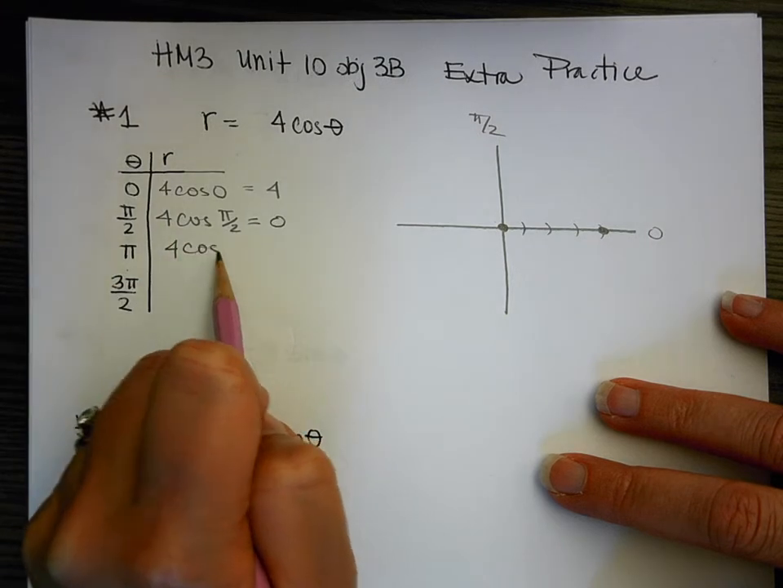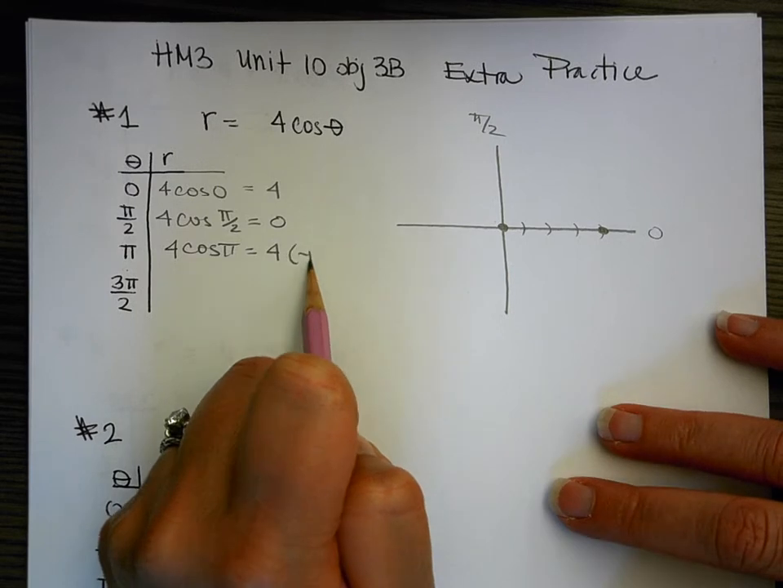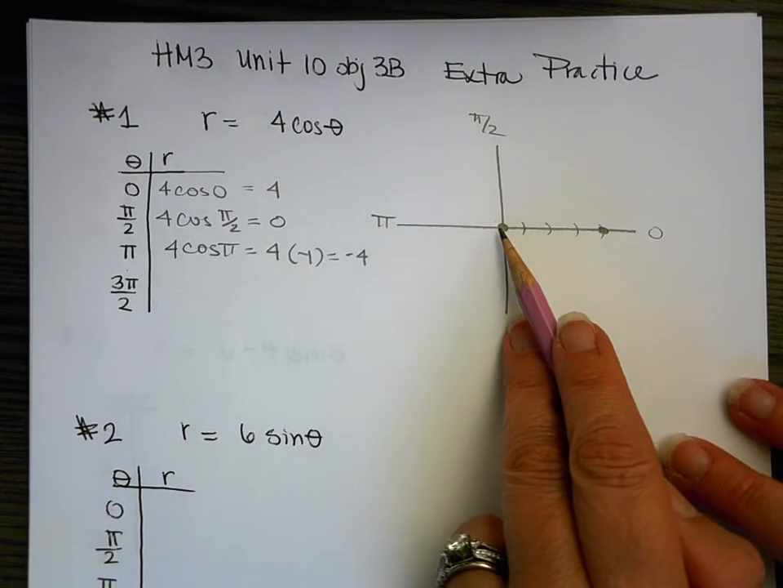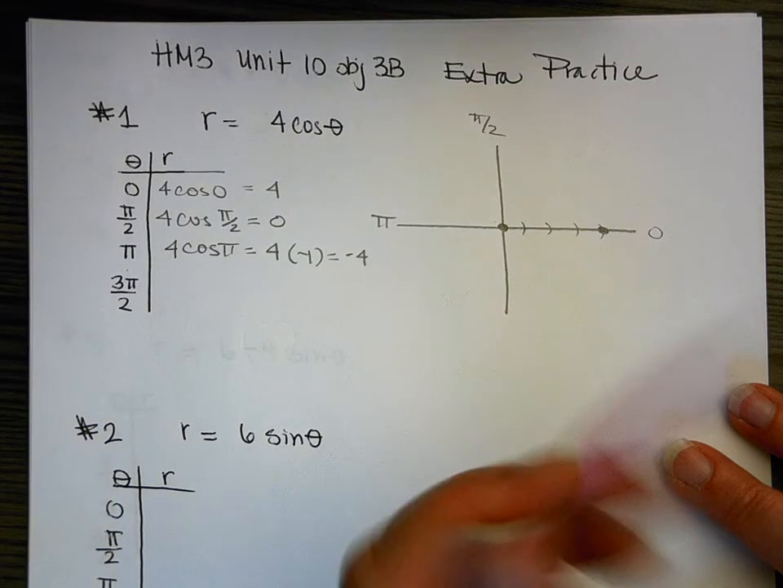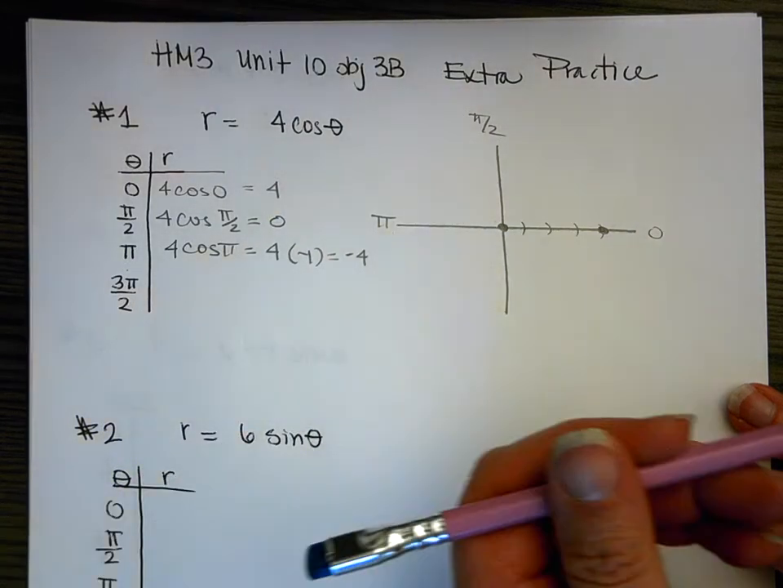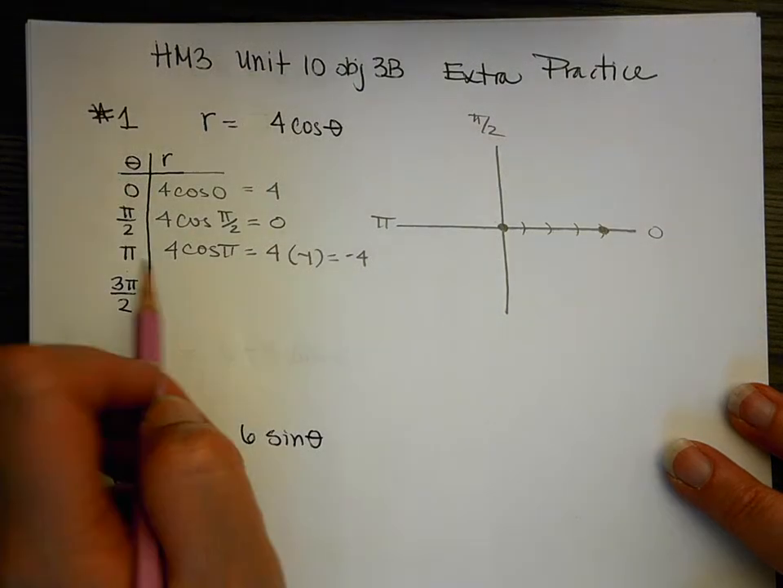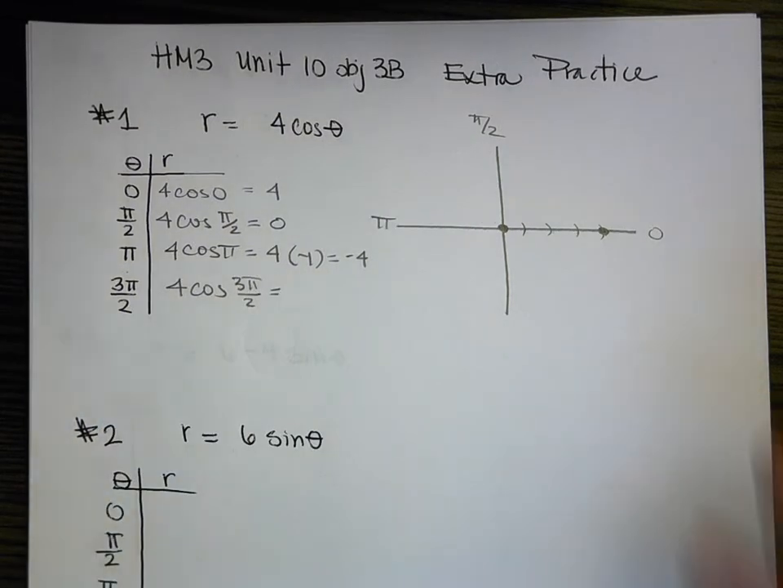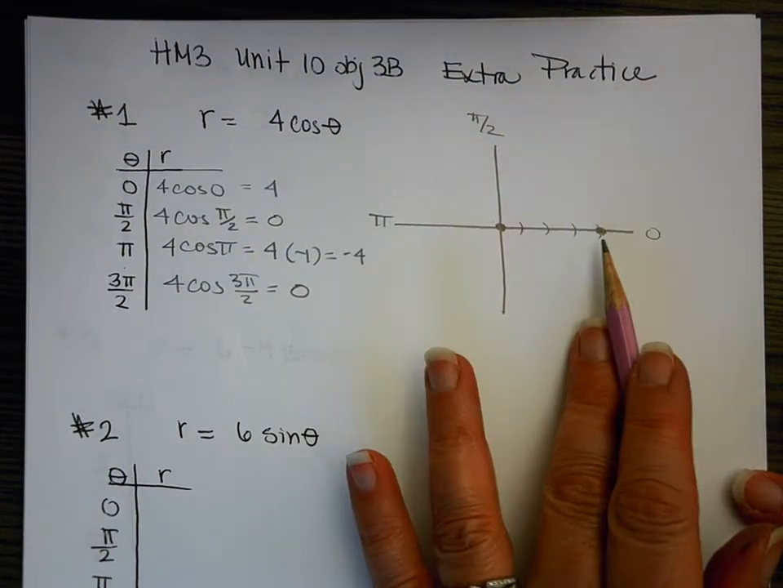And then let's do pi. So I would have 4 cosine of pi. And I know cosine of pi is -1, so that would be 4 times -1 is -4. So this is pi. Normally I would go towards pi if r were positive, but because it's negative, I actually have to go to the right. So for pi, I'm going to go right 4 units, 1, 2, 3, 4, and it's just that same dot. Then I would have 4 times cosine of 3 pi over 2. The cosine of 3 pi over 2 is 0, and 0 times 4 is 0. So I only have 2 dots here.